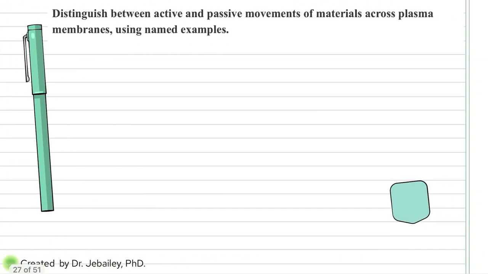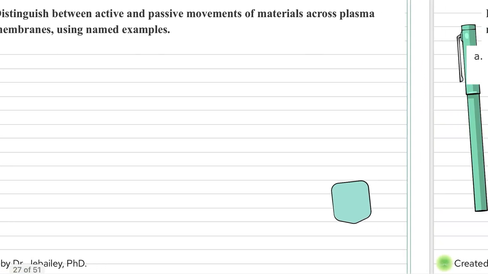All right, let's go for another question. Distinguish between active and passive movements of materials across the plasma membrane using named examples. So since I already explained the passive and the active so much, let's just go to the mark scheme and see what they're looking for.